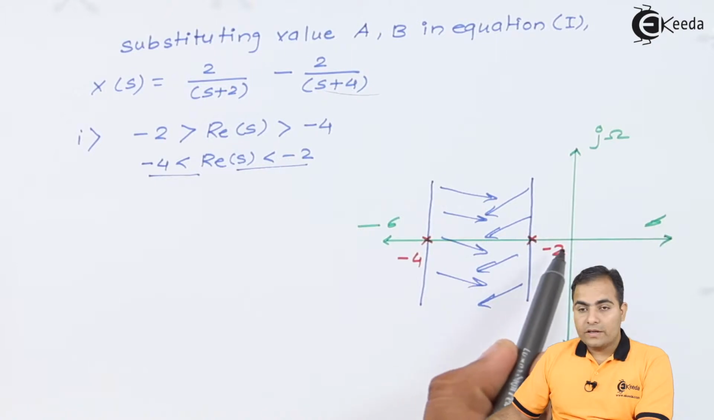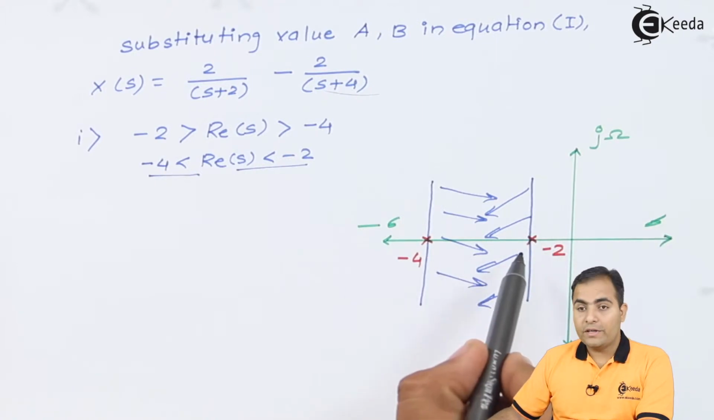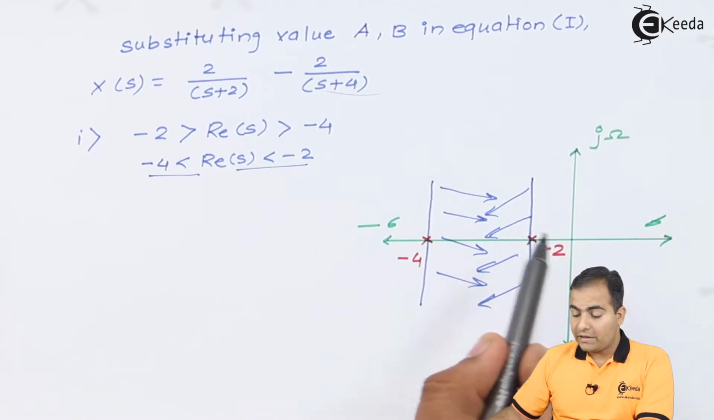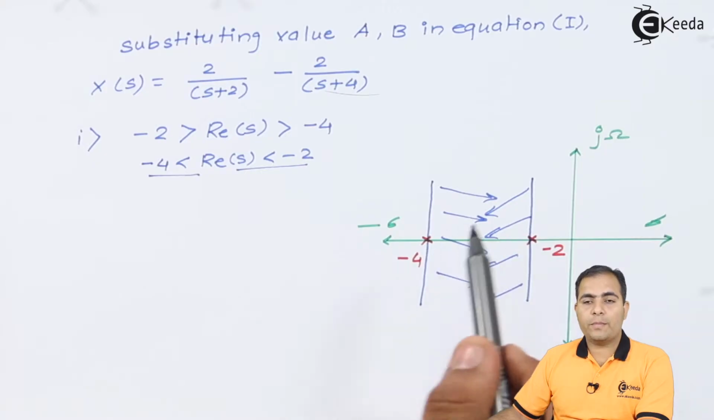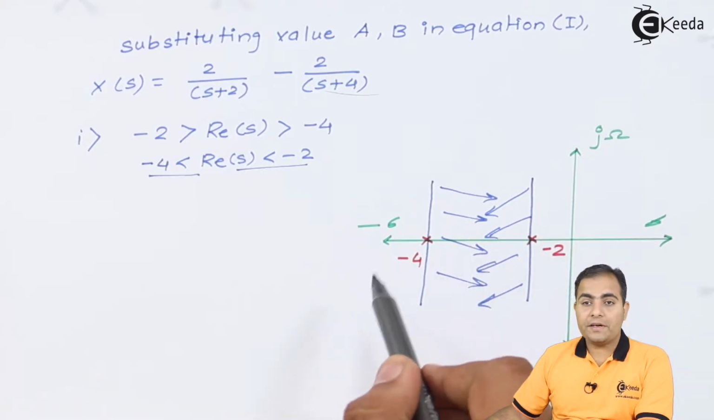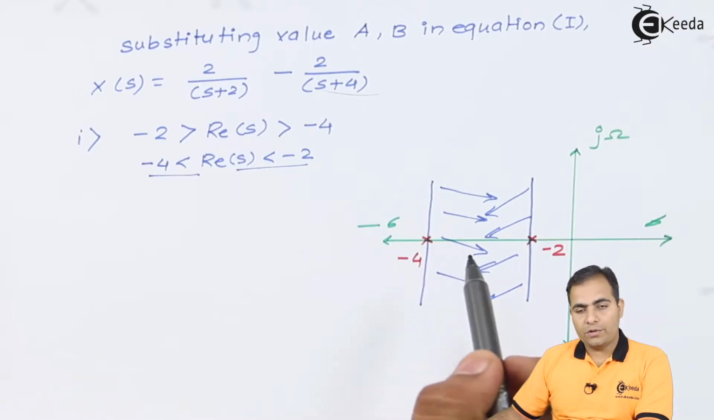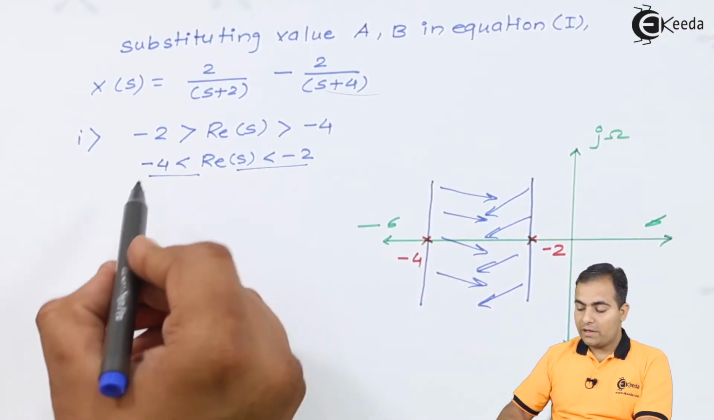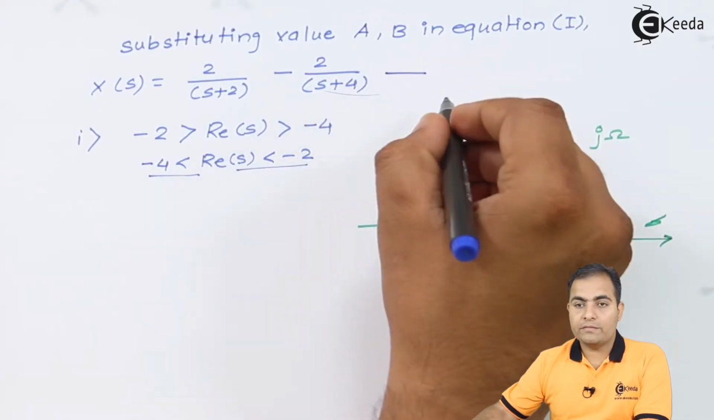Look at here. Here this pole's ROC is left-sided. So as I told you, if the ROC is left-sided, then the unit steps are replaced by minus of u of minus t. And if we have a right-sided ROC, then we are going to place only u of t. So first of all, I'll write down the inverse Laplace transform of this function. Let's say this is our equation number 3.